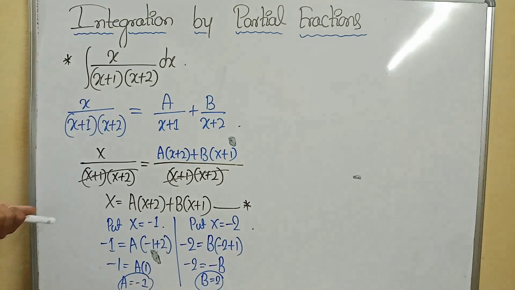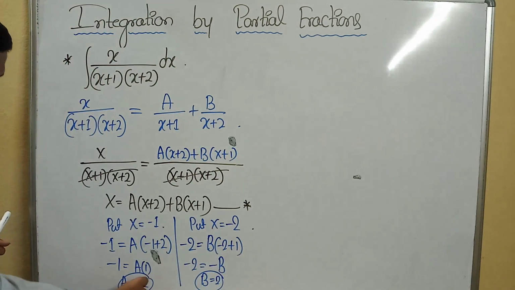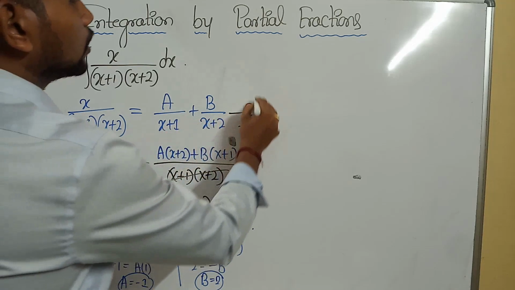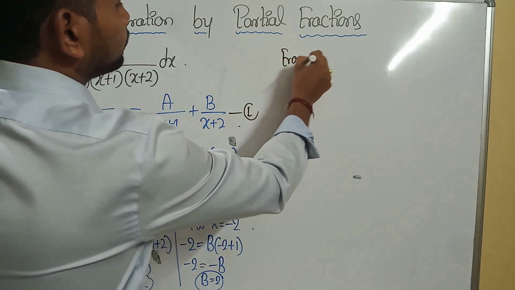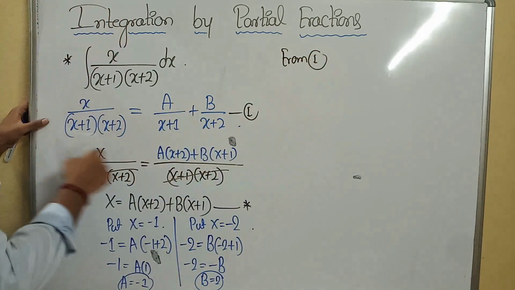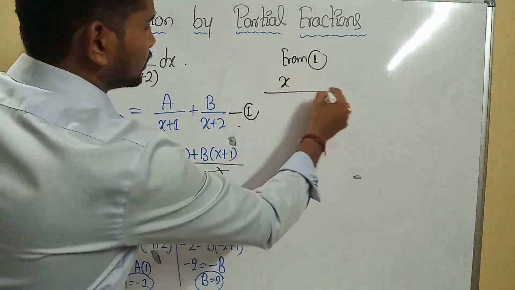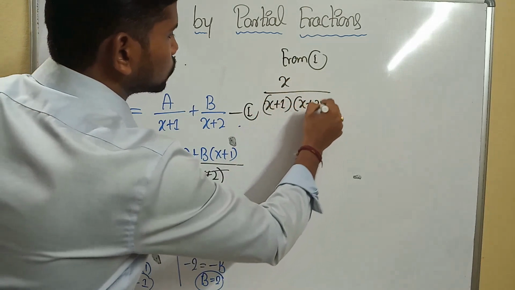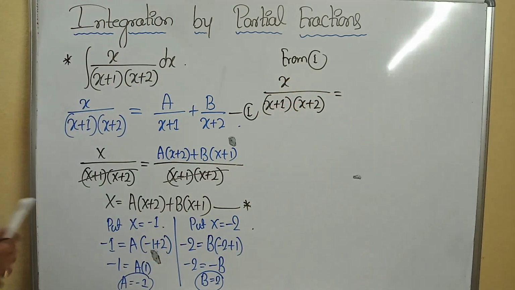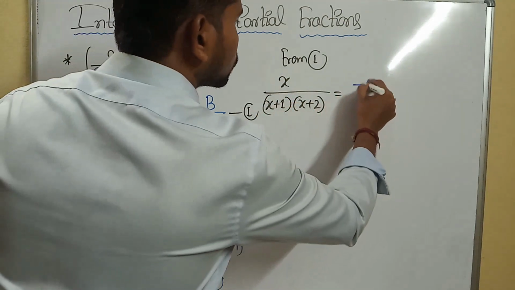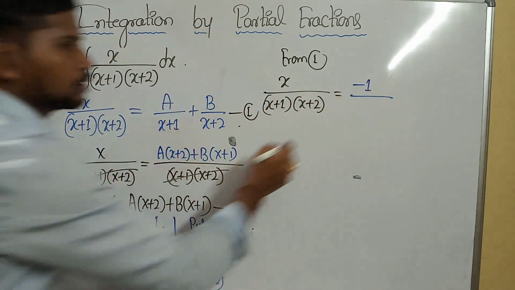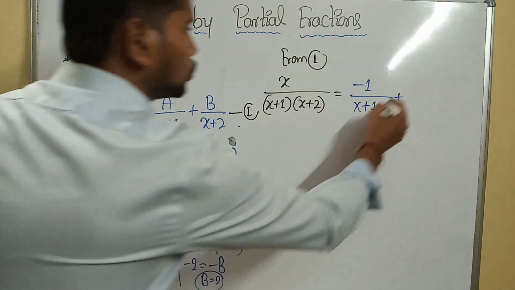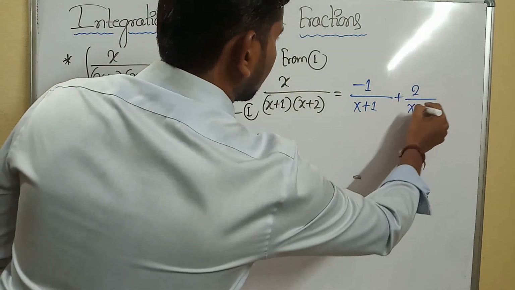Got it? I need to resubstitute these two values in this particular function. You can call it equation number 1. From 1, I'd like to write, whatever the left hand side is, I write as it is: x divided by x plus 1 times x plus 2. What's the value of a? The a value is minus 1. The denominator x plus 1 plus, what is the b value? It is 2 divided by x plus 2.